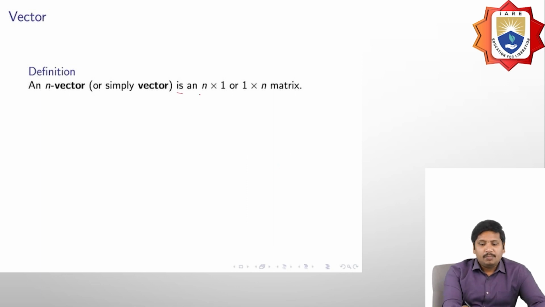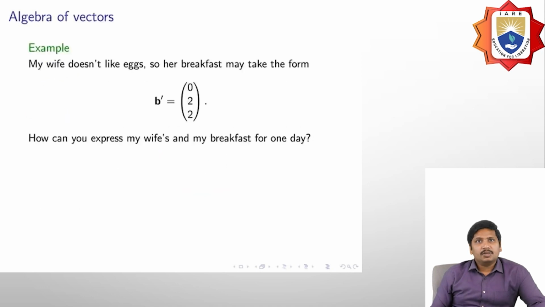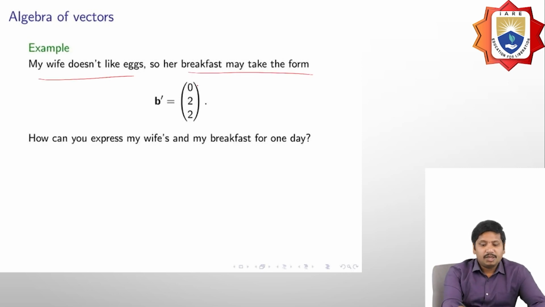So a vector is an n by 1 or 1 by n matrix. So here I'm going to write it as 0, 1 and then 0, 0. So the algebra of matrices. My wife does not like eggs, so my breakfast intake should be 0 and 2. So she does not like them, this should be the condition.